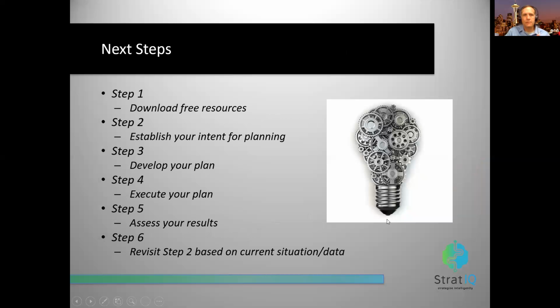So here are next steps, just a six-step plan. Step one, think about downloading the free resources that are available on my website, under our crisis planning page on the StratIQ website. This presentation is available there. Download all the free resources, which include a business plan and the spreadsheet.